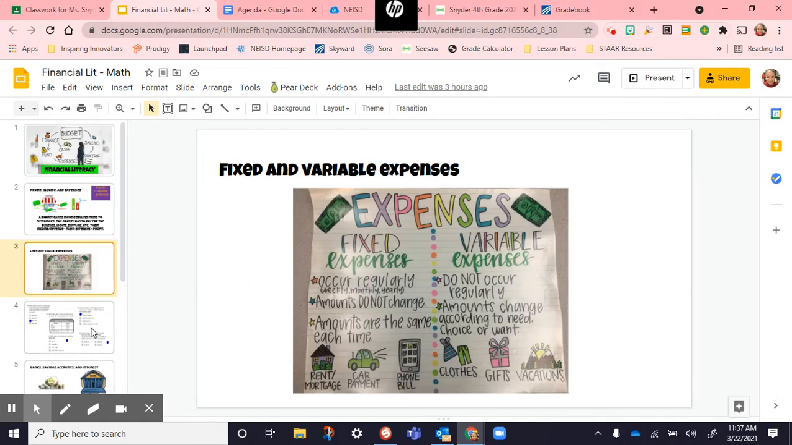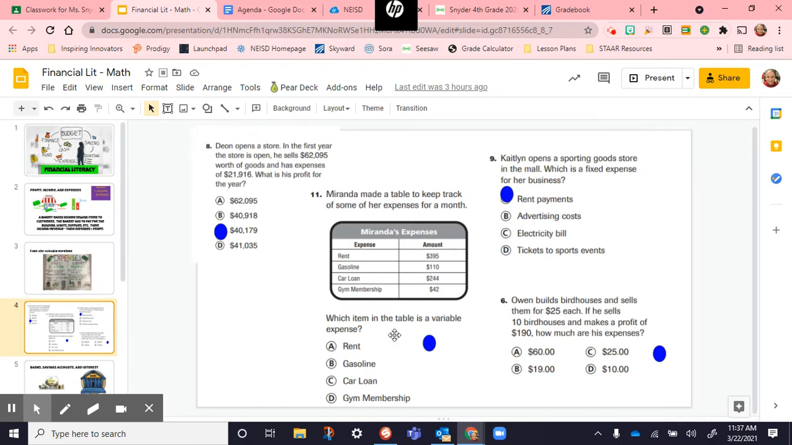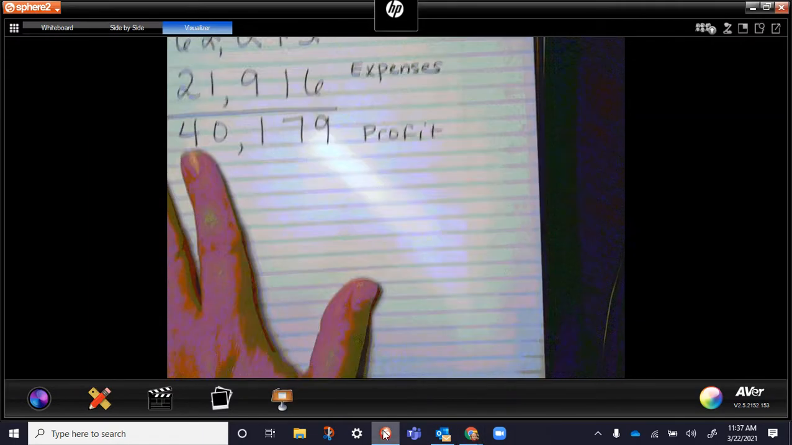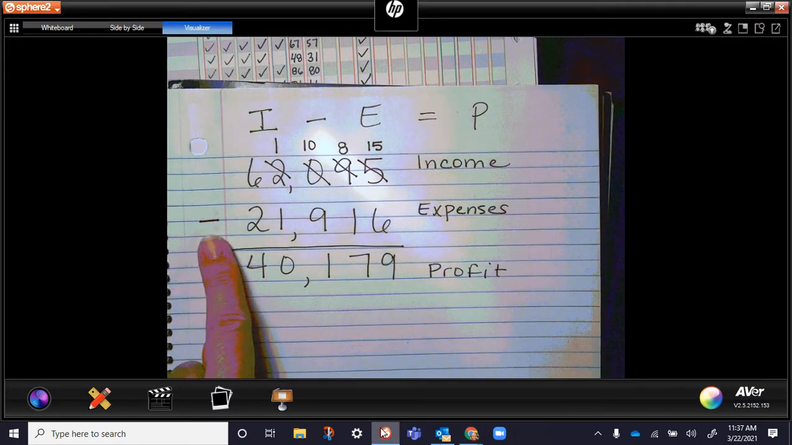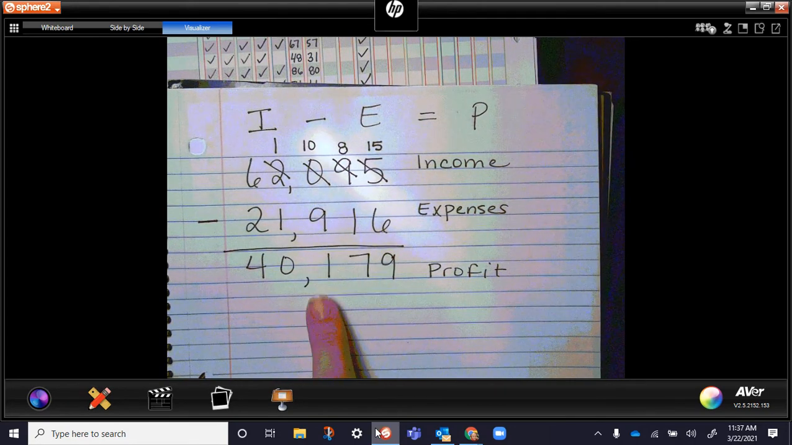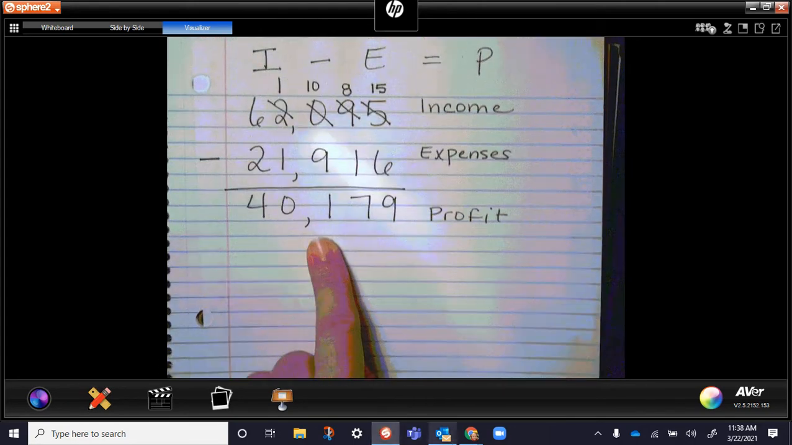Then here you have 8, 9, and 8, 11, 9, and 6. So we went over a couple of these. So here you have Dion opening a store, and the first year the store is open, he sells $62,095 worth of goods, and has expenses of $21,916. So again, we use that formula. Income, so we took his income, we subtracted his expenses, and what is left is his profit.